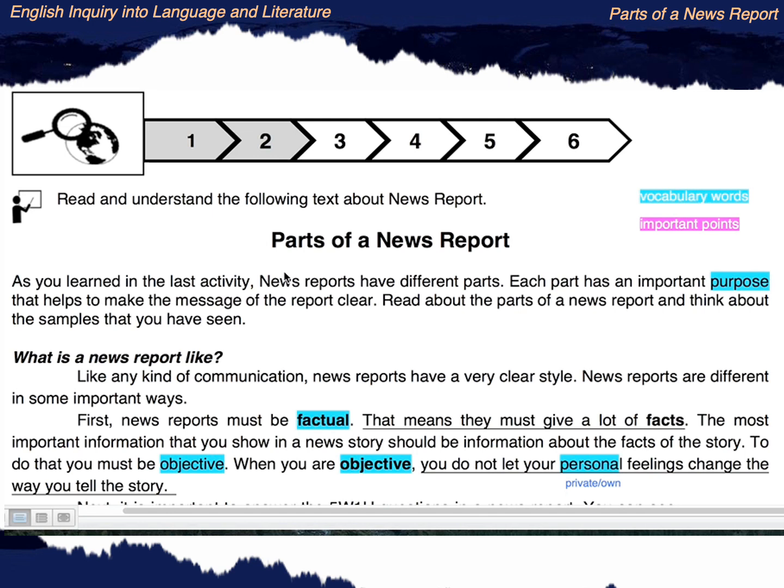What is a news report like? Like any kind of communication, news reports have a very clear style. I think this is important. Clear style. News reports are different in some important ways. Okay, what are those ways? First, news reports must be factual. This is important. That means they must give a lot of facts. The most important information that you show in a news story should be information about the facts of the story. To do that, you must be objective. When you are objective, you do not let your personal feelings change the way you tell the story.